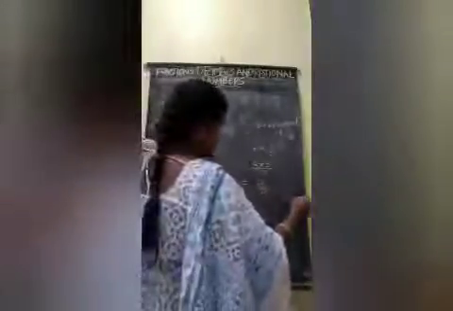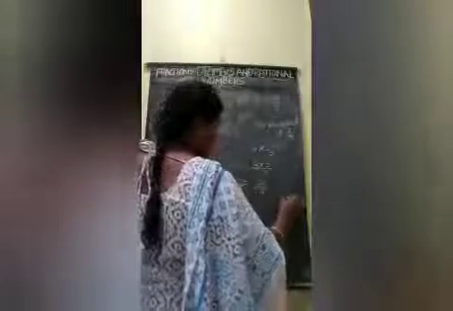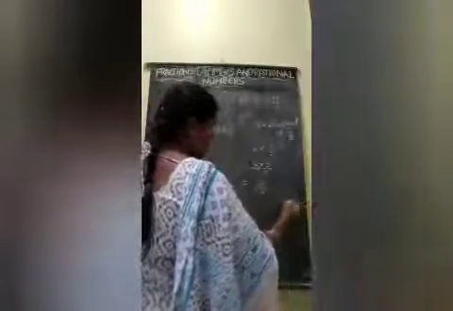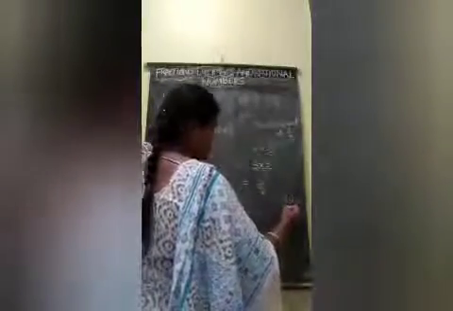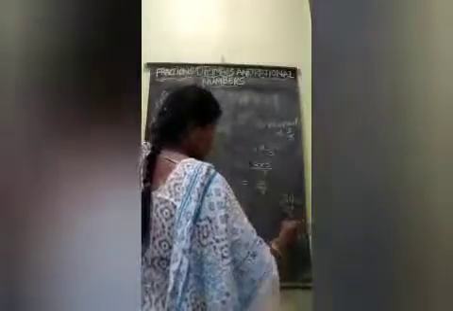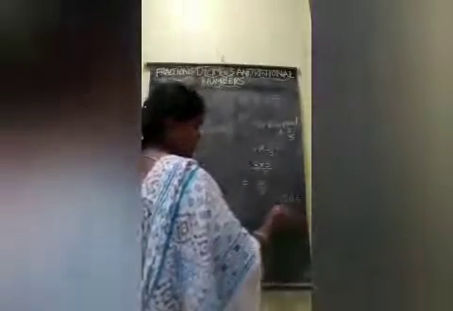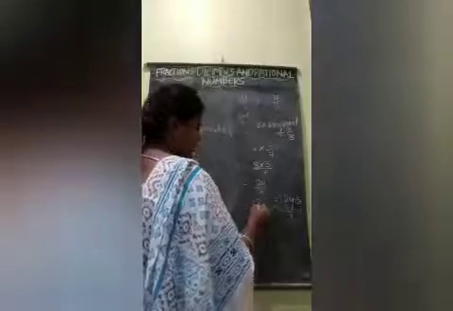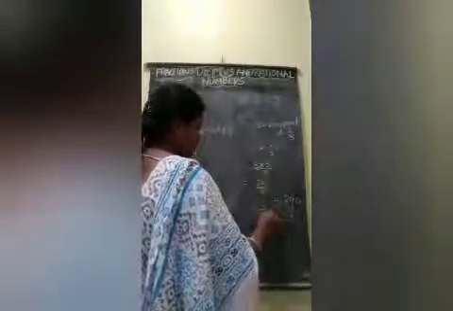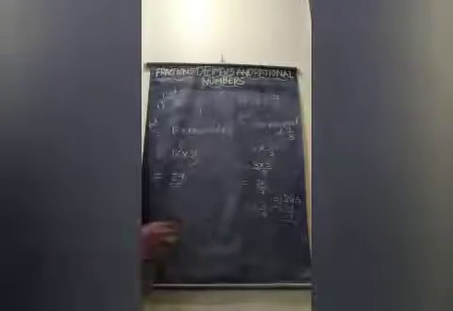This is an improper fraction. This is converted into a mixed fraction: 3 and 3 by 7. 3 7s are 21, 21 plus 3 is 24 by 7. Next problem. Let us see.